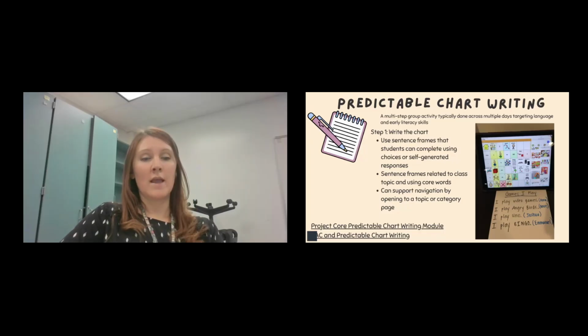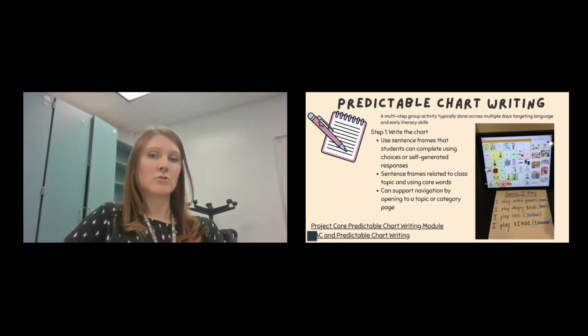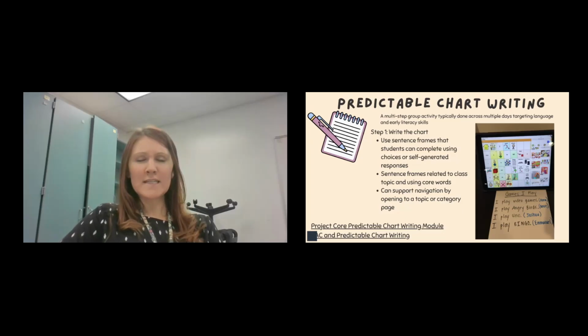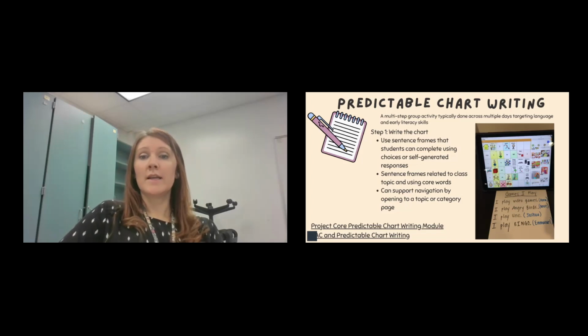And there's also a Project Core module linked at the bottom for predictable chart writing, and then another link at the bottom with some more information about predictable chart writing if you want to take a deep dive into that. So the first step, the first day that you're going to work on it, so maybe this is your Monday, is to write a chart.